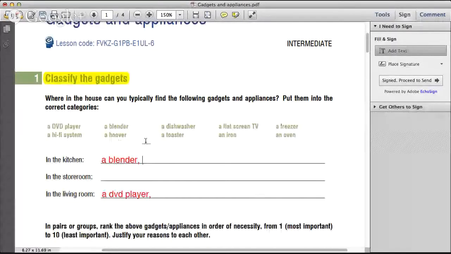Next one is for Ismail. A dishwasher. The dishwasher is in the kitchen. Very good. Yes, a dishwasher.